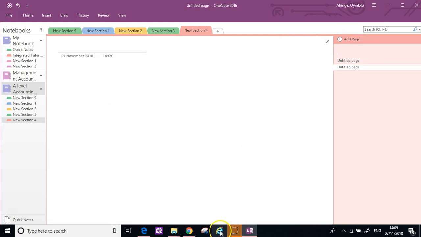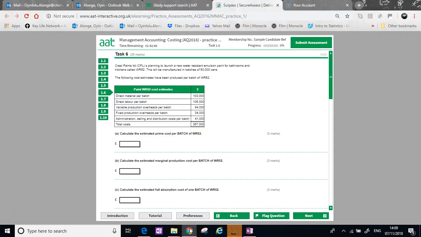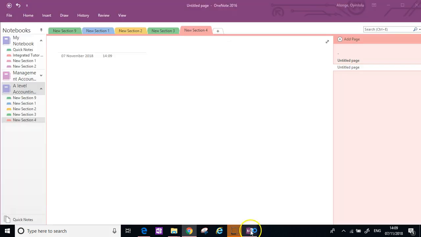Question 3 now says that, okay, fine, that's all well and good if you're looking at it from the point of view of breaking even, for example. Now it says calculate the full absorption cost. Again, like I said, the full absorption cost takes a different view.